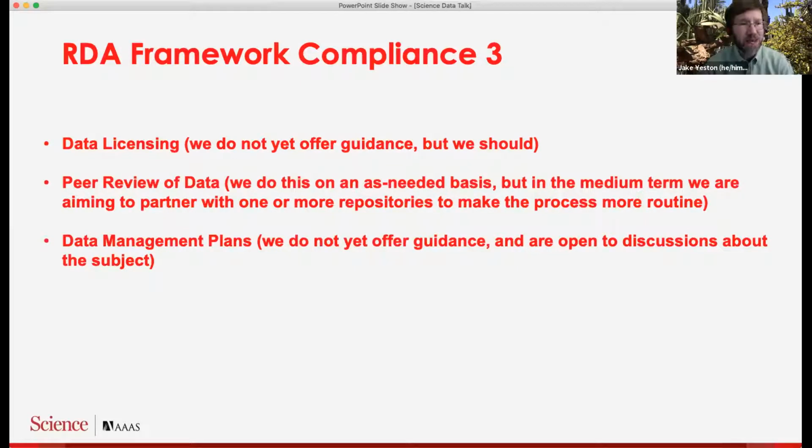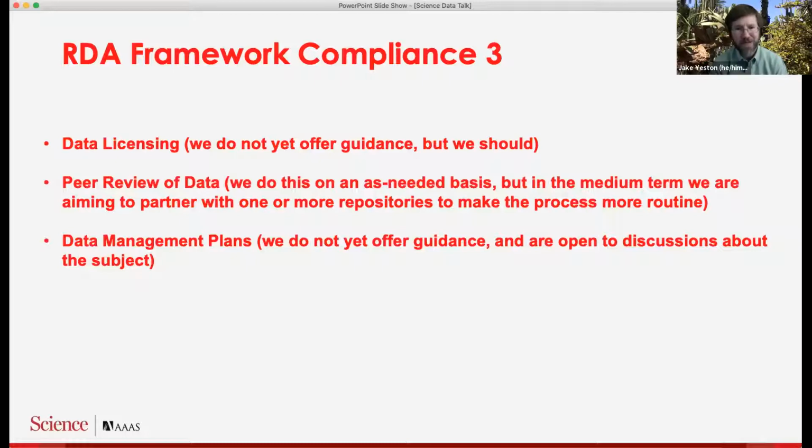Data licensing, we do not yet offer guidance, and I'm very open to having that discussion because we should. Peer review of data, this is sort of an as-needed passive situation right now. In the medium term, we really are hoping to partner with one or more repositories to make this more seamless throughout our submission and review process.